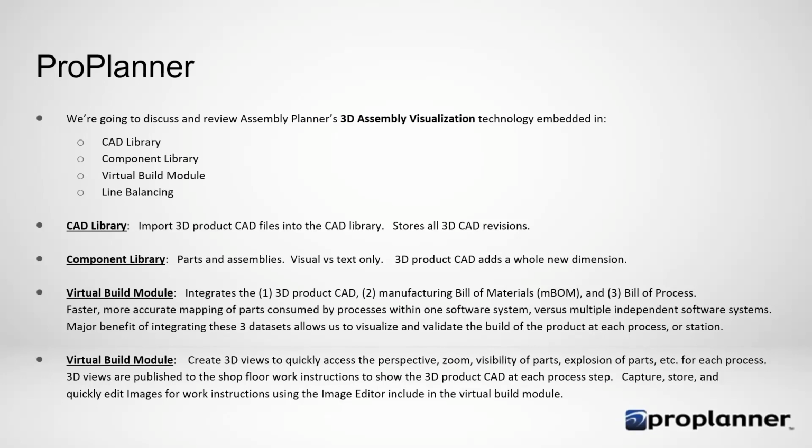So it's a very useful tool, but now we've taken it a step further and we've integrated the 3D product CAD. So you've got this trilogy of manufacturing engineering data. We've got the bill of materials integrated with the bill of process, integrated with the 3D product CAD. So that enables us to perform this consumption mapping visually, leading to faster and more accurate consumption mapping.